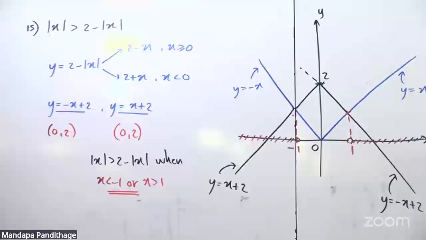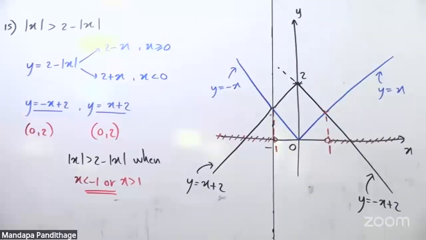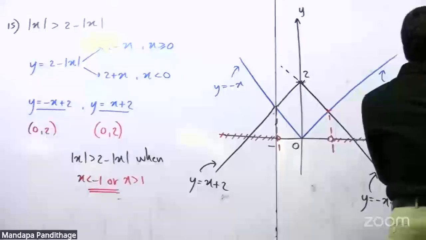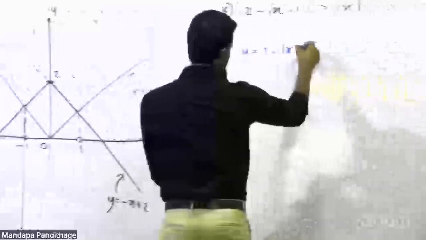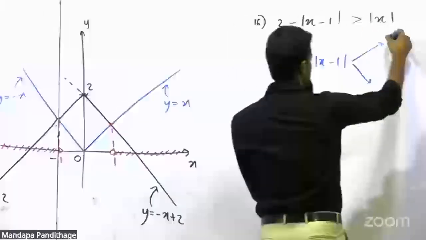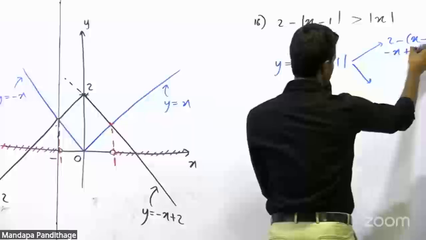Good. So let's do one more question from the tute and then we can complete the past papers. Do the 16th question. Question number 16. Okay, so here I have this 2 minus modulus of x minus 1. So it directly comes out, you get this. So here when you simplify, it's minus x plus 3.